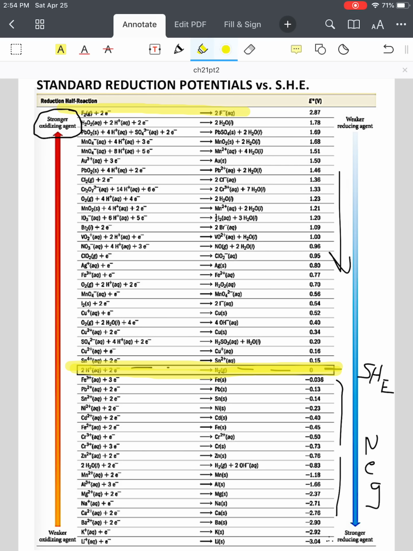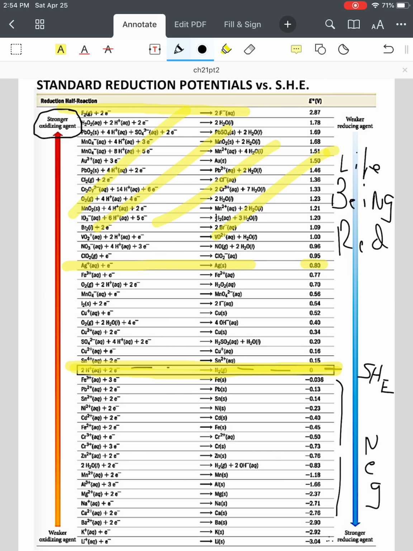Silver. Silver's in through here. Another one of our semi-precious metals. Likes to exist in the solid form. And note that it's got a positive 0.8 volts standard reduction potential. So again, all these things up here tend to be pretty strong oxidizing agents because they like to be reduced. So I guess I'll summarize that. Like being reduced. They like to exist in their reduced form in nature, in our natural world. And that's usually how we find them.